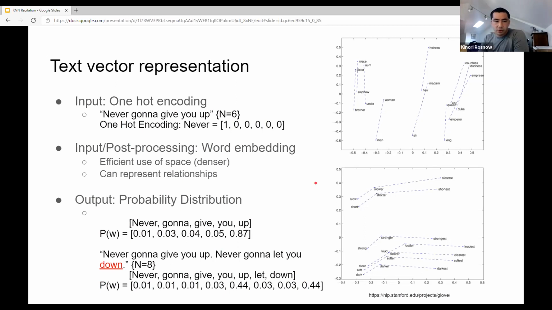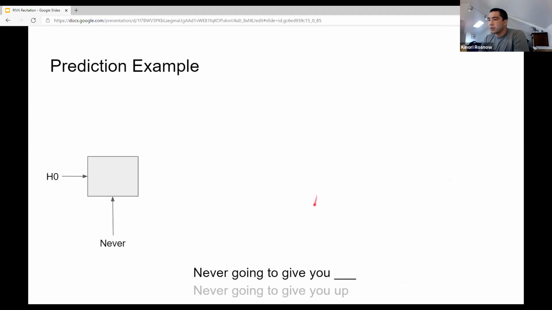So I just want to go through a quick prediction example. This is some sort of embedding or encoding of "never".